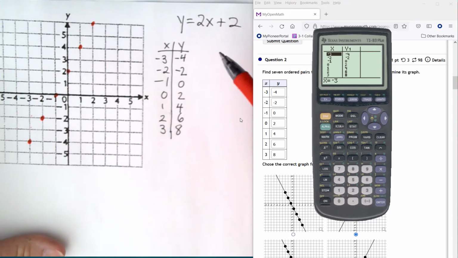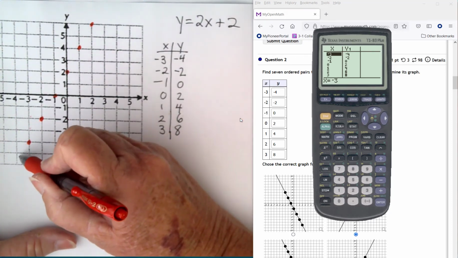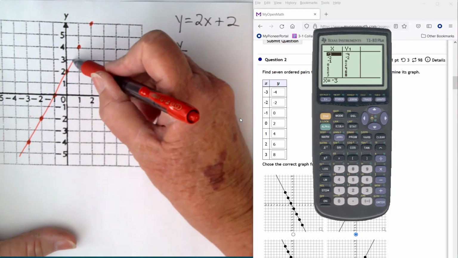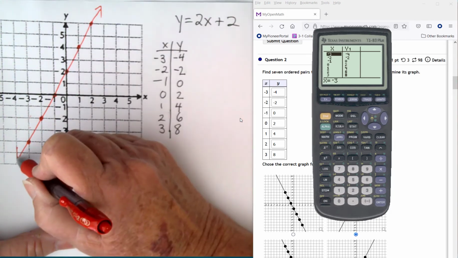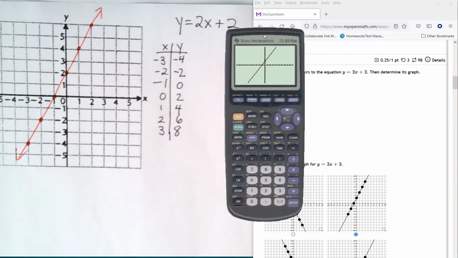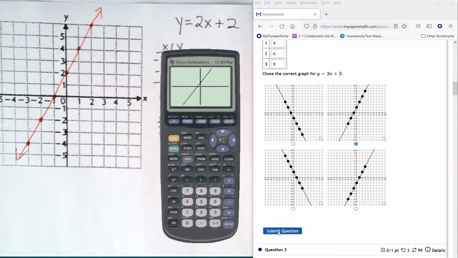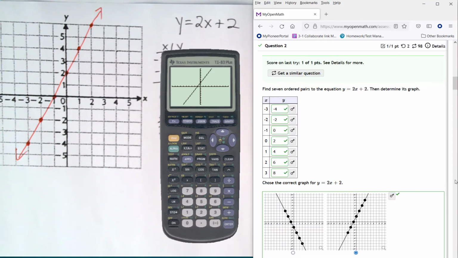This is pretty clear that this is a line, and I'll try to draw it straight. There we go. And let's just look back on our calculator, hit graph again. Oh yes, looks good. So we'll move this, and we'll just hit enter for our answer. And good. So we did good.